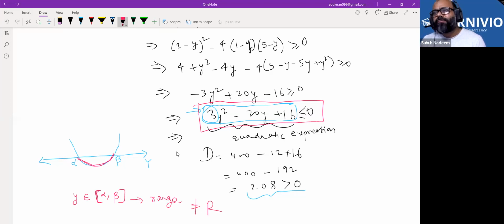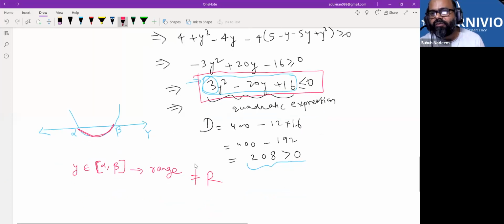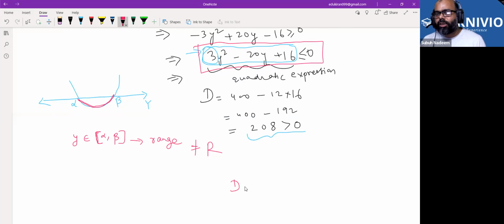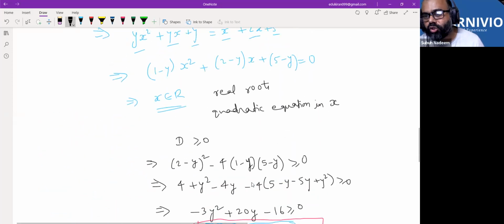This is the range, that is the value of y, which is definitely not equal to the real numbers. Real numbers means it should have been everywhere. That means if we would have taken the discriminant negative, suppose the discriminant was coming negative, then the coefficient of y square is negative, so a downward opening parabola which has no roots. So here we will say that its range is the whole real numbers, but this is not the situation. So here the range is not the real numbers, so we will say that it is not onto, it is into. So you can write it from here.